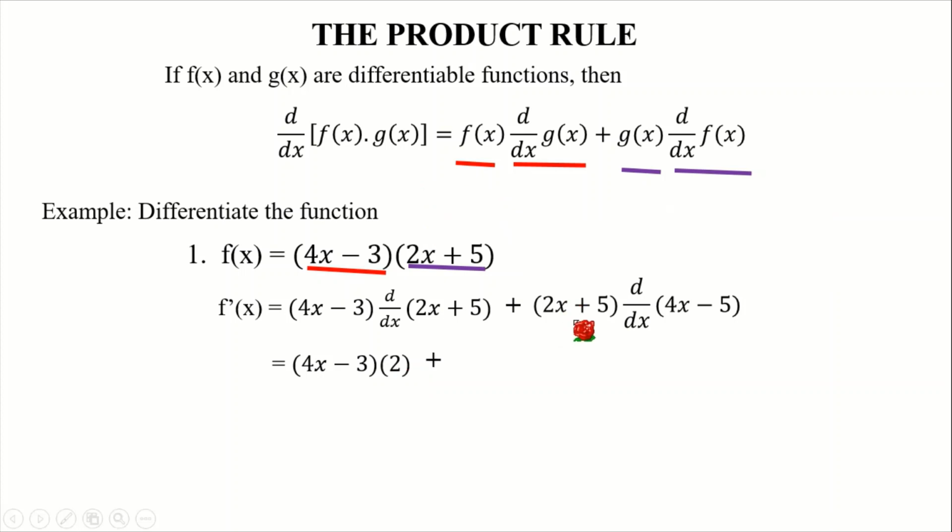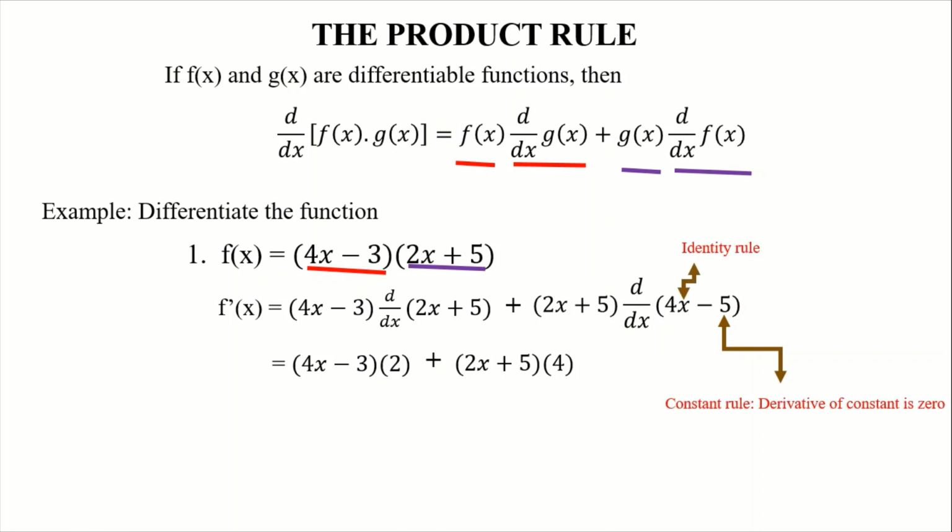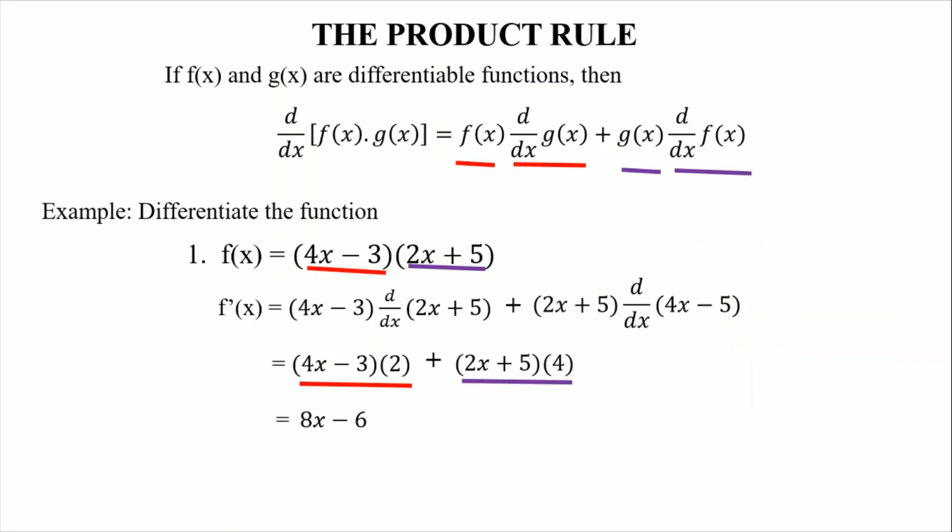Plus, copy natin yung second function, and kukunin natin yung derivative ng first function. So again, this is constant, kaya 0 siya, and this one is identity rule, so therefore yung derivative nito ay 4 only. Alright? Right, so multiply na natin. We have 4x times 2, that is 8x, then negative 3 times 2, that is negative 6. Okay, so multiply din natin itong dalawang ito. So 2x times 4, that is 8x, and 5 times 4, that is 20.